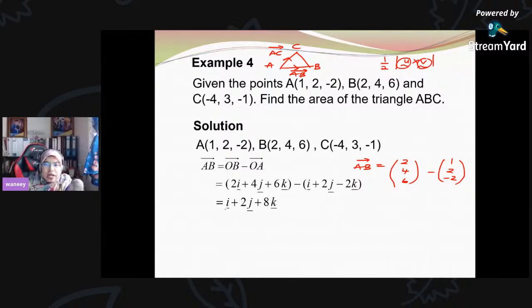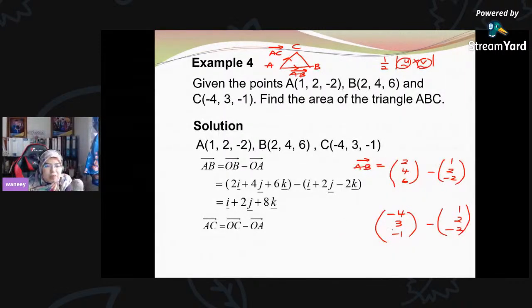Okay, so the value is I plus 2J plus 8K, and then we're going to find AC. Again, the one at the back minus the one in front. So AC is OC minus OA. OC in column form is negative 4, 3, negative 1, minus OA, 1, 2, negative 2. I'm going to deduct them: negative 4 minus 1 is negative 5, 3 minus 2 is 1, negative 1 minus negative 2 is positive 1, so 1K.